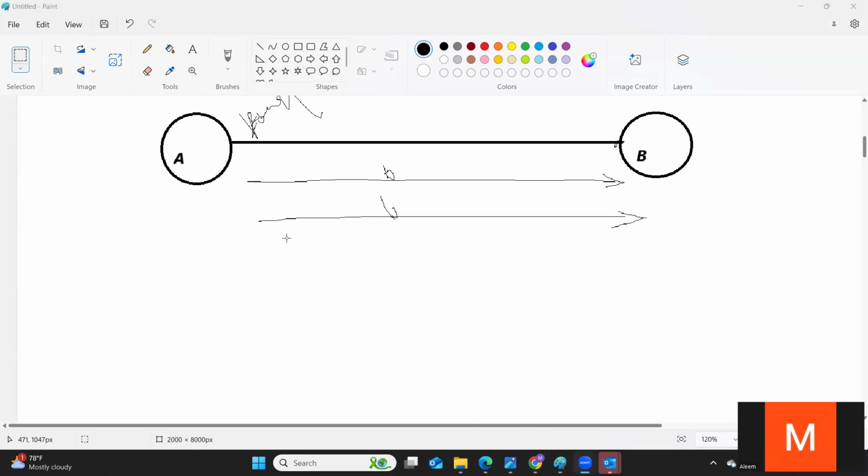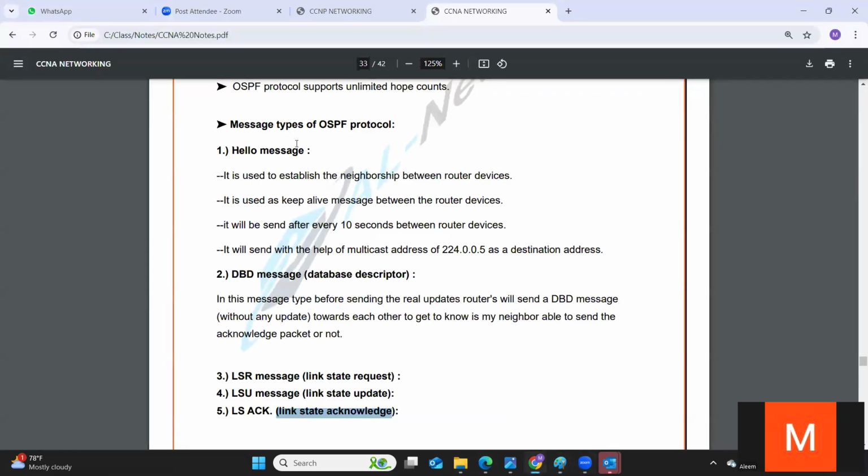So OSPF, here we'll discuss message types. Hello messages are used to establish neighborship between routers and as keep alive messages between the routers. They are sent every 10 seconds, which is the hello timer, and use the multicast IP address 224.0.0.5 as the destination. What does that mean?